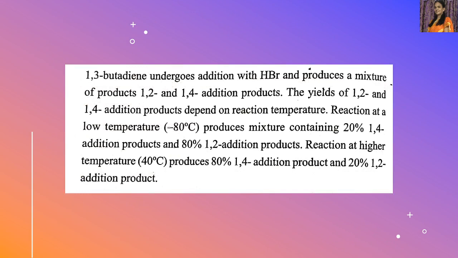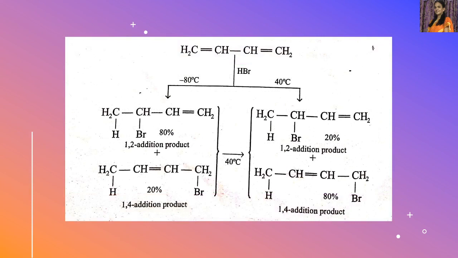Here let us consider an example, that is 1,3-butadiene. 4 carbons, buta. First carbon and third carbon, double bond is there. In 1,3-butadiene, di means 2, ene means double bonds. So this is a 4 carbon alkene, that is butane. Two double bonds are there, therefore it is butadiene.